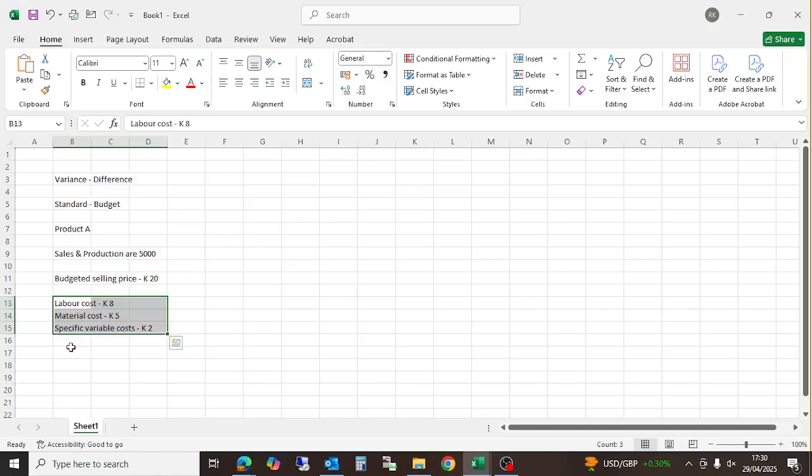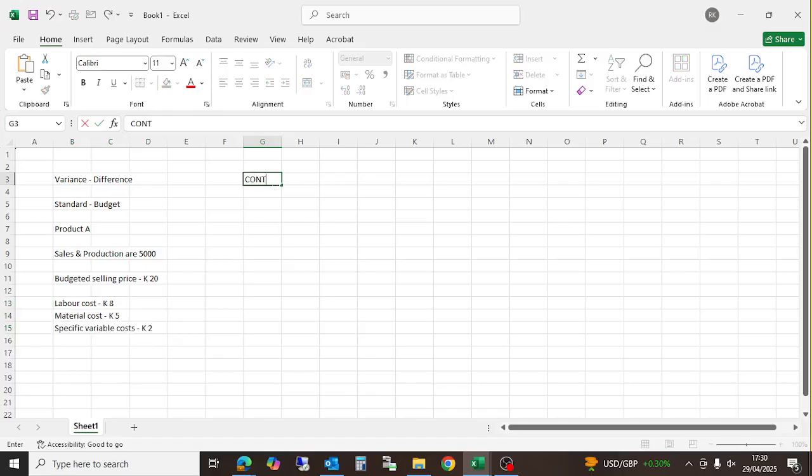So right now I'm practically just focusing on variable cost because what I need you to understand is contribution. And when we talk about contribution, here we're not talking about fixed costs. No, we're not talking about fixed costs. We are practically just talking about variable costs.